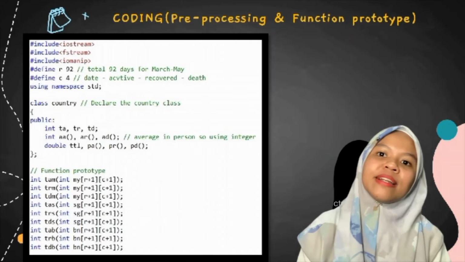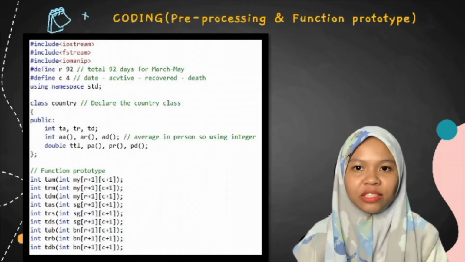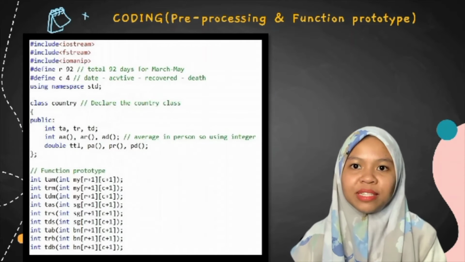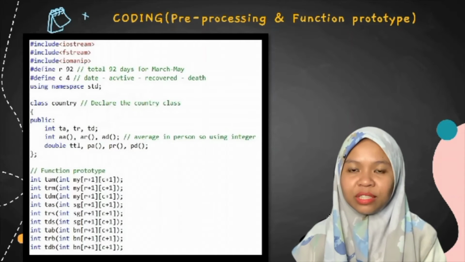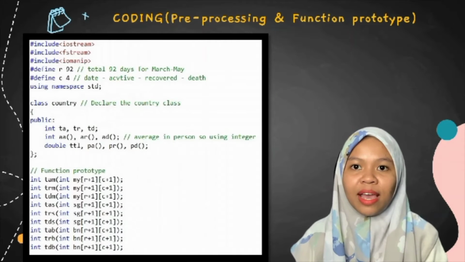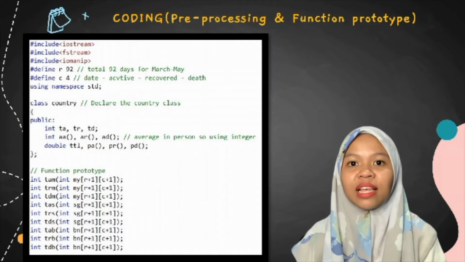So the class declaration we made after the fifth line. The name of the class is country. The member variables are TA, TR, TD, and TTL, which represent total active, total recovered, total death, and total overall cases. The member functions are AA, AR, AD, PA, PR, and PD, which represent average and percentage for active, recovered, and death cases.